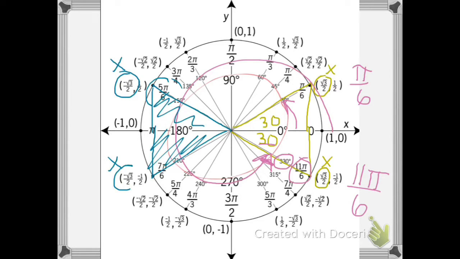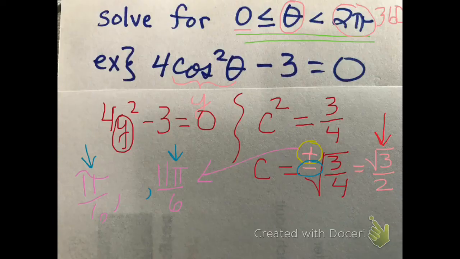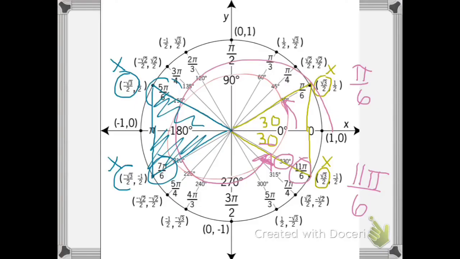5 pi over 6 is one solution, and 7 pi over 6 is the other. So that'll be 5 pi over 6, and 7 pi over 6. I'm going to squeeze that in there. And then the fourth solution would be 11 pi over 6. So cosine is positive in 2 quadrants, 2 solutions. Cosine's negative in 2 quadrants, 2 more solutions. Root 3 over 2, cosine is the x value, and so I only look at the x values here.